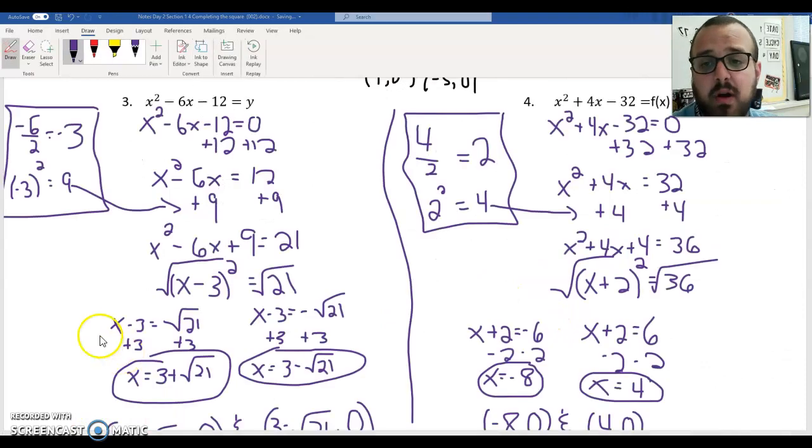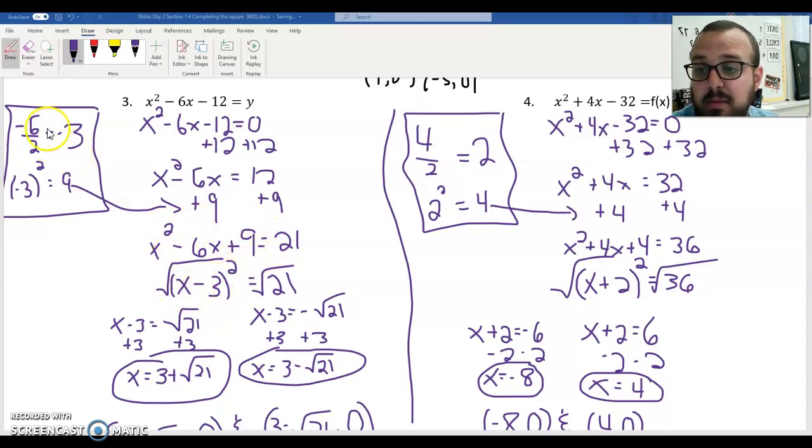All right, let's quickly run through these two. Hopefully you tried them on your own. Maybe you're getting a sneak peek to make sure you're doing the right thing. But here's how this should look. We're going to set this equal to 0. I added 12 to both sides. I then did my side work and got 9 as the number I'm going to add to both sides. That makes this a perfect square trinomial. So I know it's going to factor into x minus 3 squared.